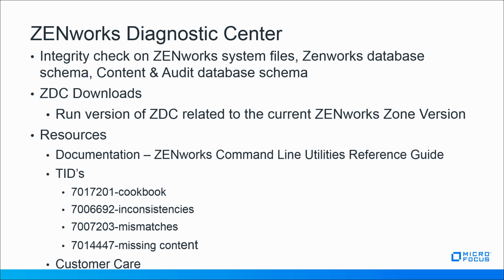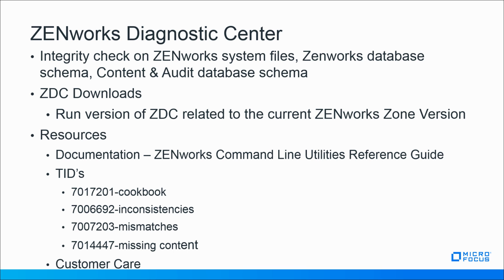Some resources are the documentation, which is in the Command Line Utilities Reference Guide. Also, TIDs can assist in recognizing if inconsistency, mismatches, or extra missing content is reported by the ZDC. If uncertain about the report, be sure to call customer care. The integrity of the zone should be run and analyzed for best results upgrading to the next version.